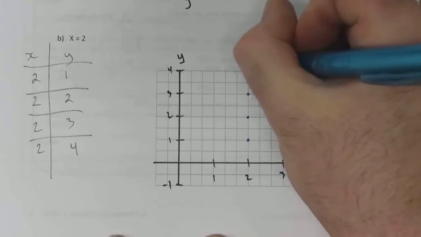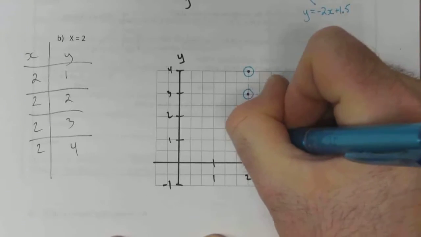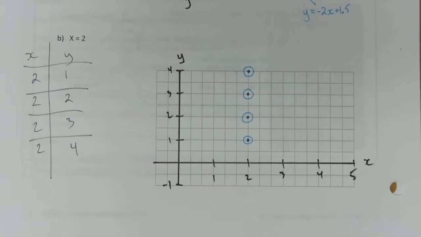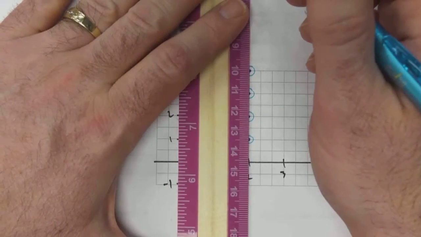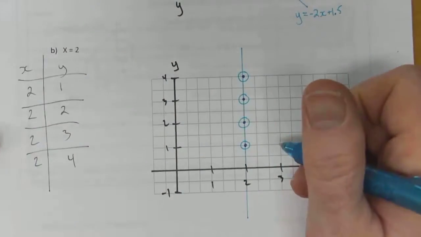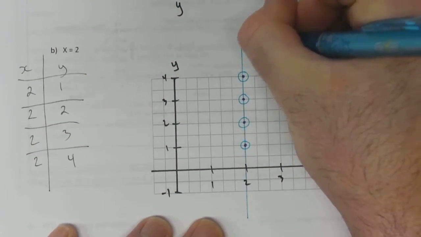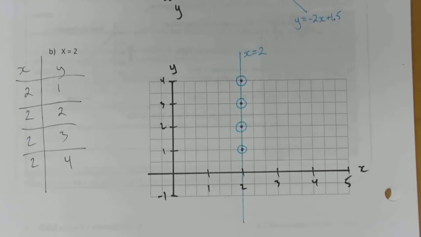Once again, we're doing this by hand, so to allow for some error, I'm drawing some circles around them. And then I will join them up with a line, which clearly we can see as a vertical line. And I will label that line as x is equal to 2. And that is your graph for part B.